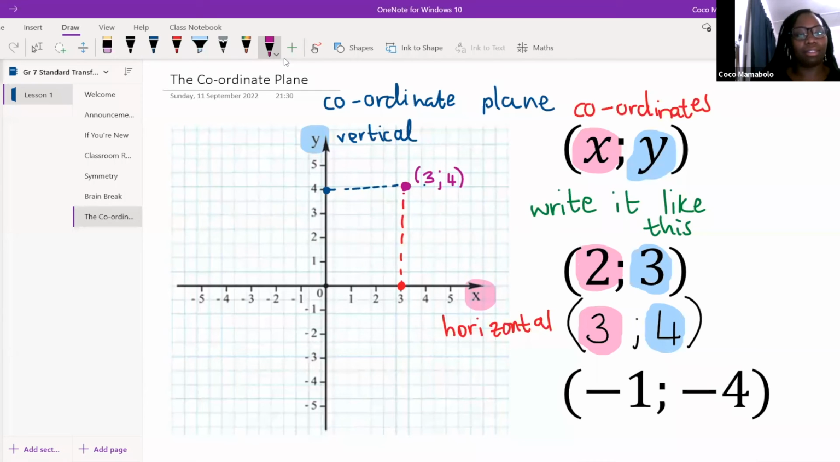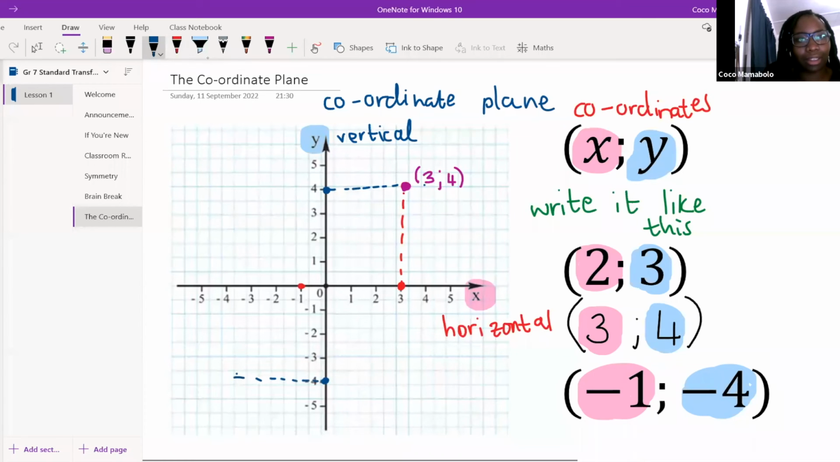Excellent. Amazing. Okay. Now we're going to look at this last one. This one is -1 and -4. I'm going to go to my X coordinate and look for -1. And I'm going to go look for -4 on this Y line. And then I'm going to join them. Make that line there, come down. And this point here where they meet, that is -1 and -4.